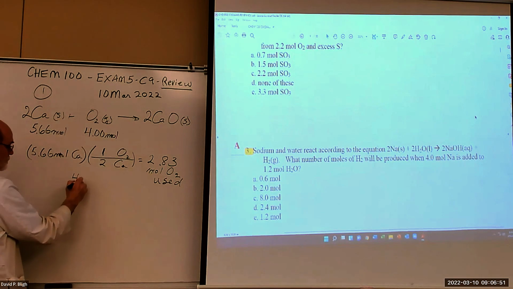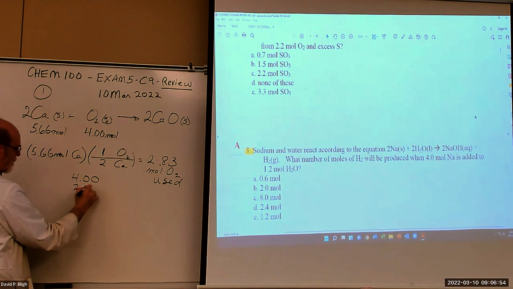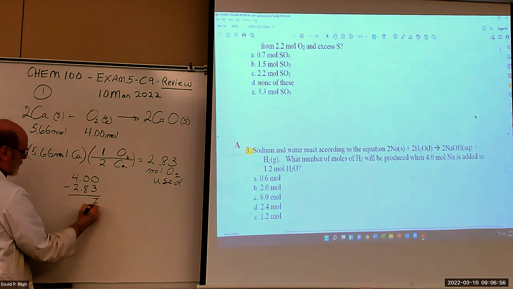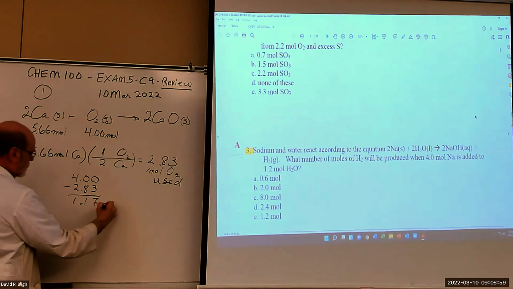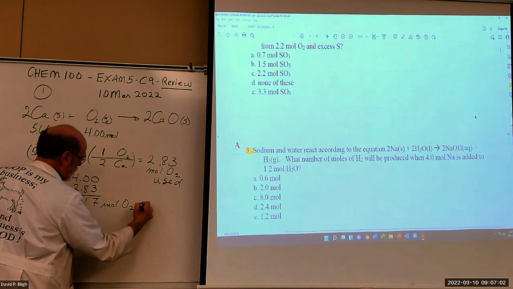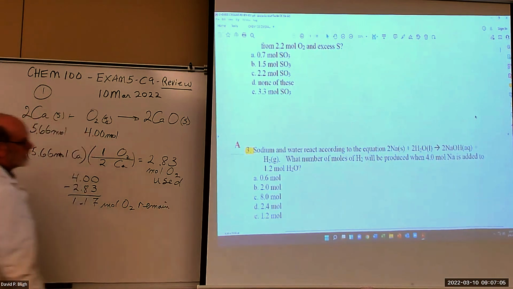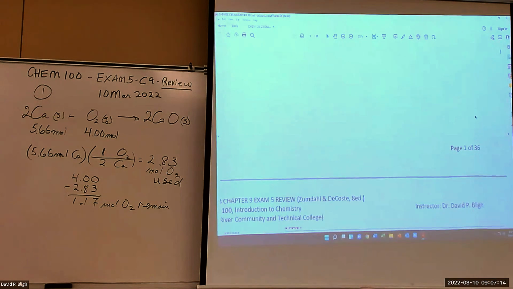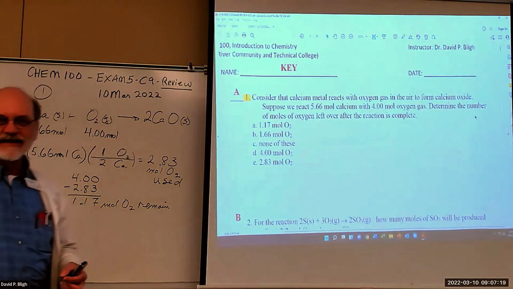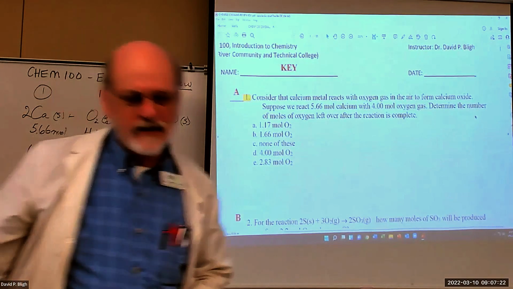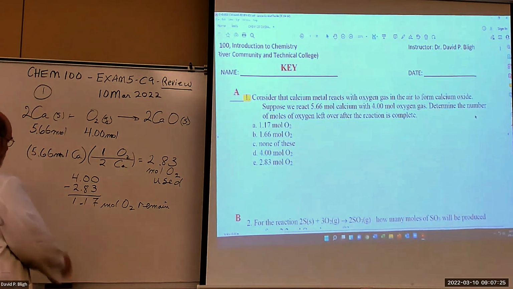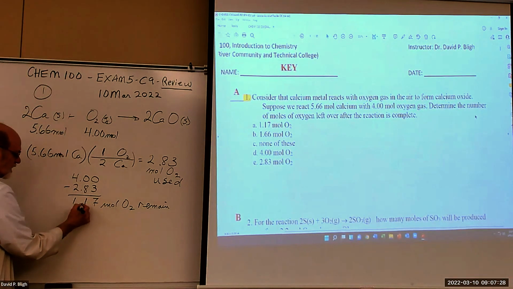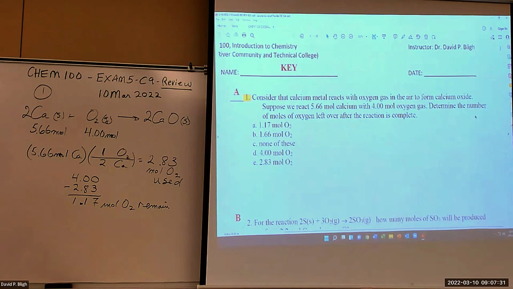So what's left over? That's how much remains. Oh, 1 second. I must have accidentally punched the button. There we go. Okay. 1.17. There's Michaela back. So 1.17 moles is how much is left over of oxygen after the reaction.